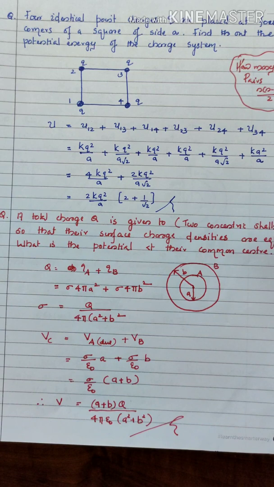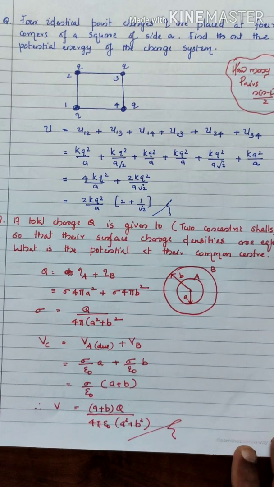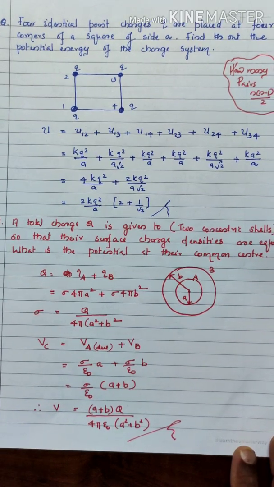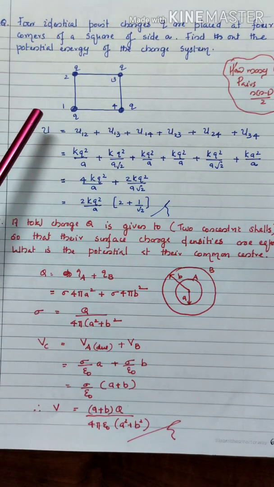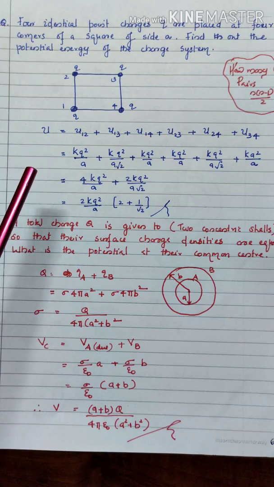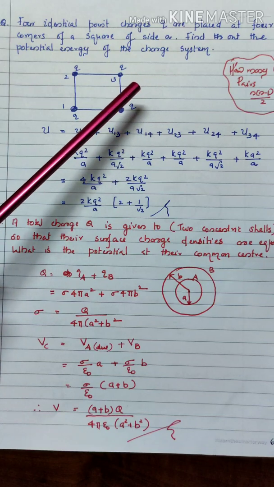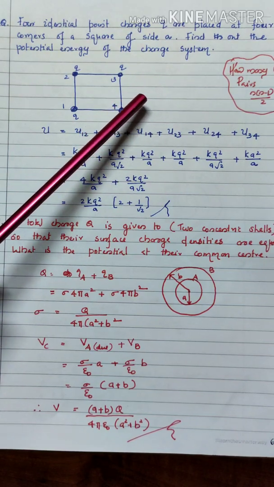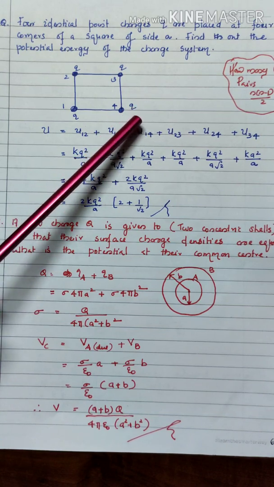The next one: four identical point charges Q are placed at the 4 corners of a square of side a. Find out the potential energy of the charge system. And keep in mind, while calculating the potential energy of different charge configurations, how many pairs are there? So we can easily find this concept. You know the potential energy because of a two charge system Q1 and Q2, we can write as K into Q1 Q2 divided by their separation. But here the 4 charge contributions are there.